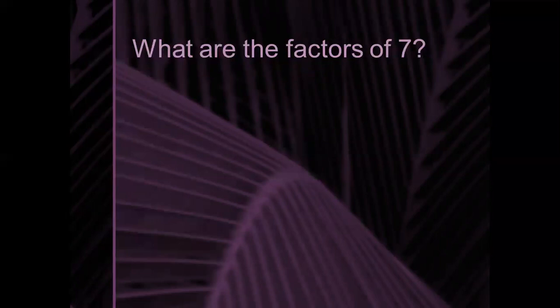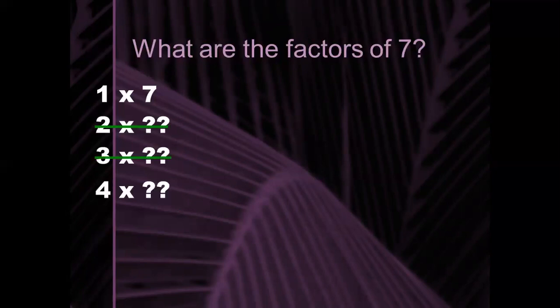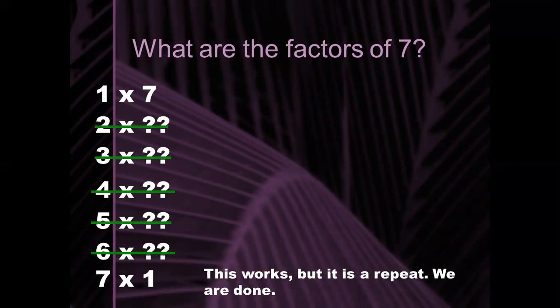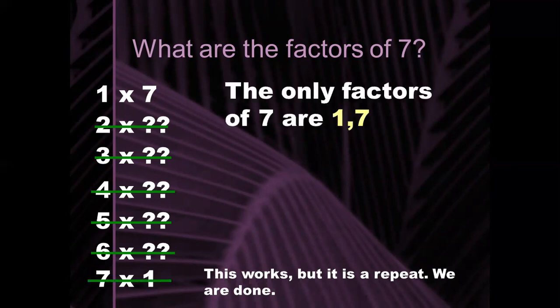Okay, 7. How many factors does number 7 have? First of all, 1 times 7. I can try all the numbers in all the tables, 2, 3, 4, 5, 6, but I won't be able to find any. Why? Because 7 is a prime number. It only has two factors, which are 7 and 1. So the factors of 7 are 1 and 7.